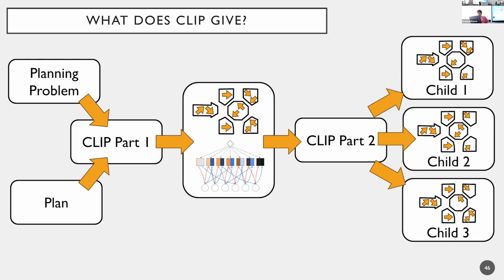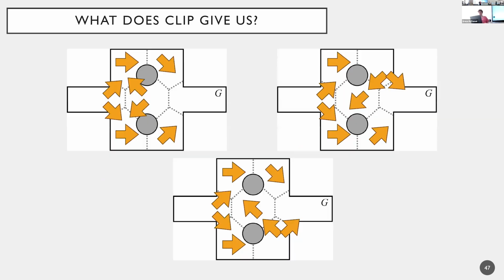And then the second part of CLIP takes this grab bag and it produces children made from these actions. None of these children have cycles. None of them are supersets of each other. They're all distinct descriptions of behavior. And all of them have progress measures. So here are these 3, slightly bigger. CLIP as an output gives us these sets of plans that solve the planning problem and have progress measures.